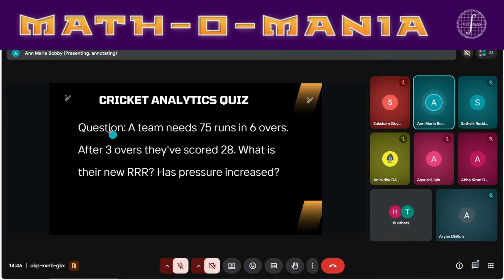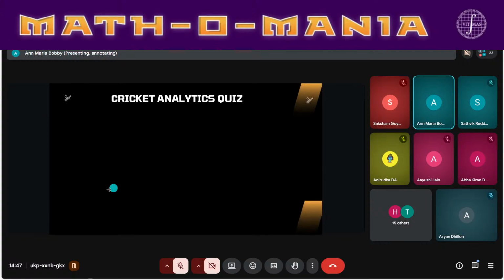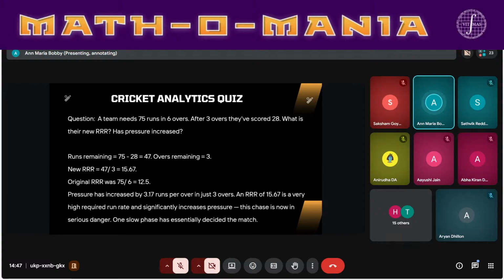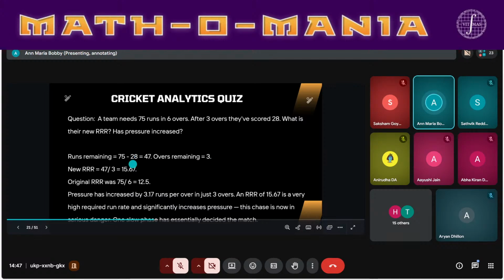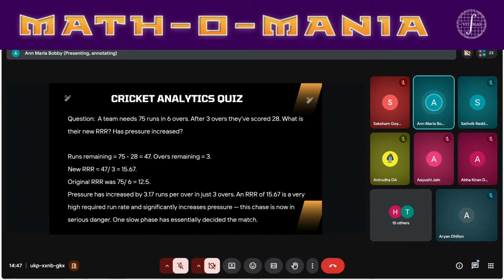So clearly it's 15.6. That means the pressure has increased. As we can see here, runs remaining was 75 minus 28, which is equal to 47. Overs remaining was 6 minus 3, which is 3. So the new run rate becomes 47 divided by 3, which is equal to 15.6. The original run rate was 75 divided by 6, which is equal to 12.5.